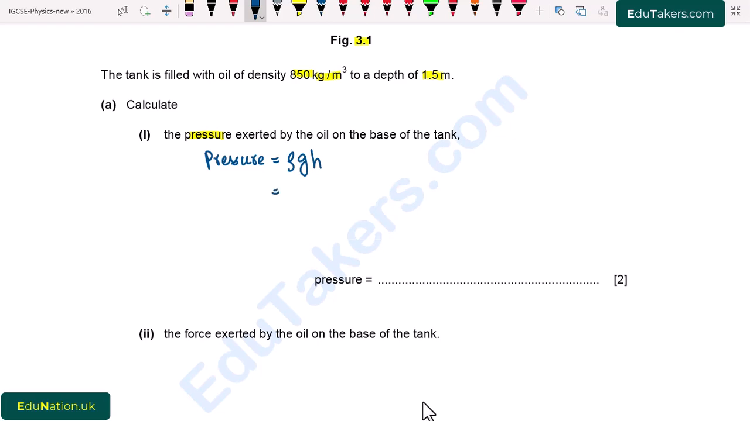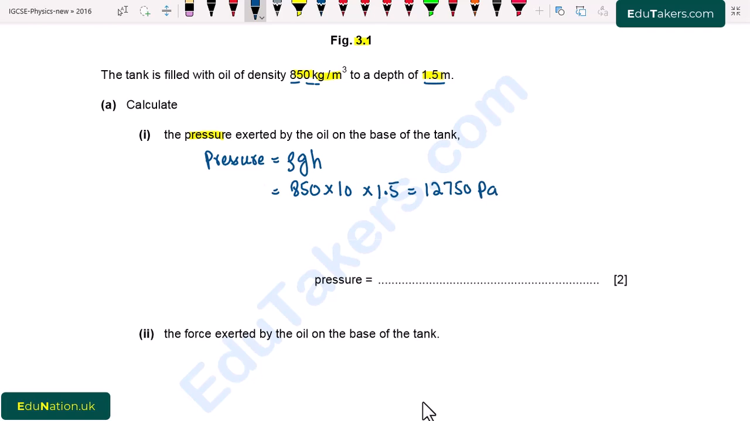First of all, it is given that the density of oil is 850, because oil is filled in the tank, so its density is 850, multiplied by the value of g, which is 10 meter per second square, and the depth is given, which is 1.5 meter. So I write here 1.5, so that the value of pressure exerted by the oil comes to be 12750 Pascal.